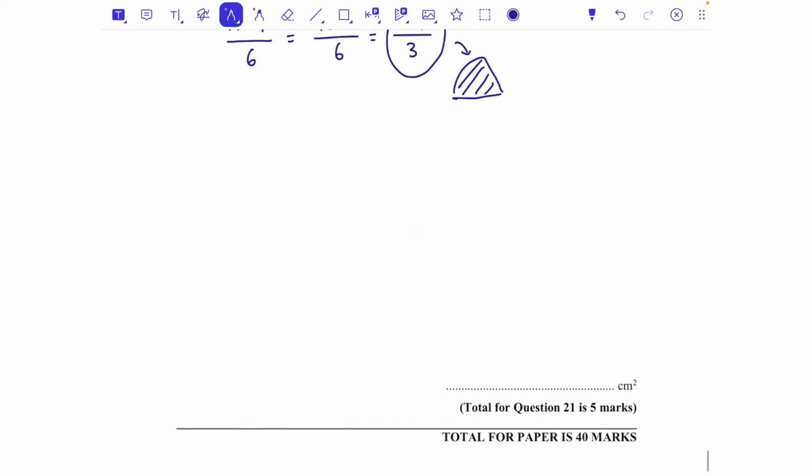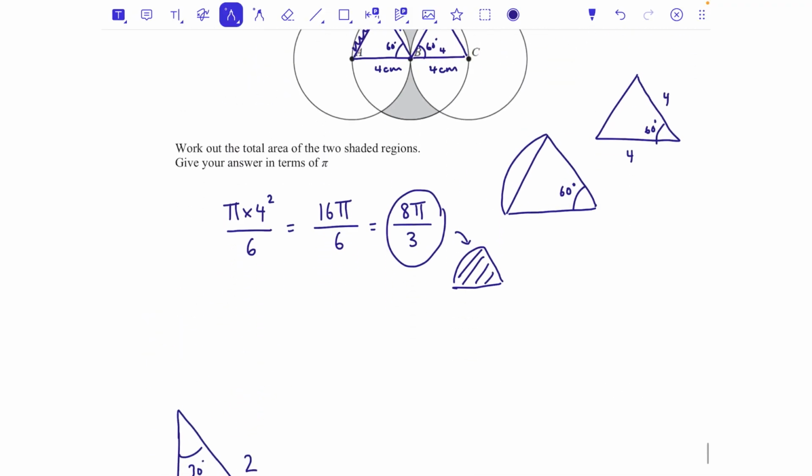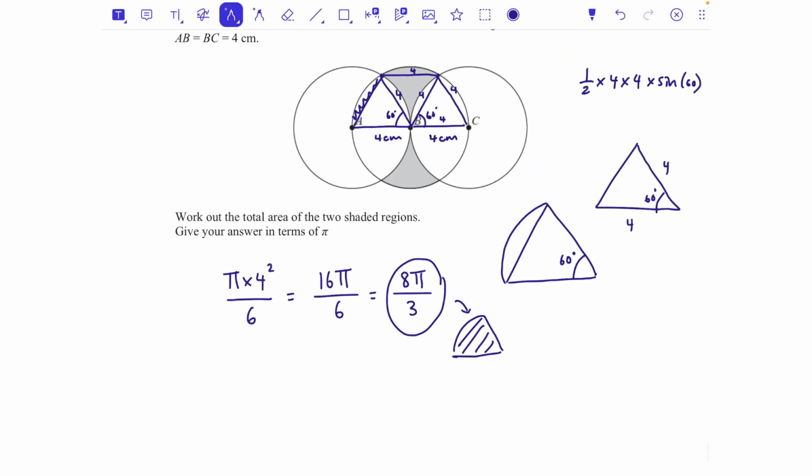exact trigonometric values, let's just do a quick side note. I like to remember this triangle, 60 degrees here, 30 degrees here, 90 degrees here, 1, 2, root 3. And then if you want sine 60, we know that sine is the opposite over the hypotenuse, so root 3 over 2. So half times 4 times 4 times sine 60 is going to be 8 times root 3 over 2, and that is 4 root 3. 8 divided by 2 is 4. So 4 root 3 is the area of your triangle, 4 root 3 like that.